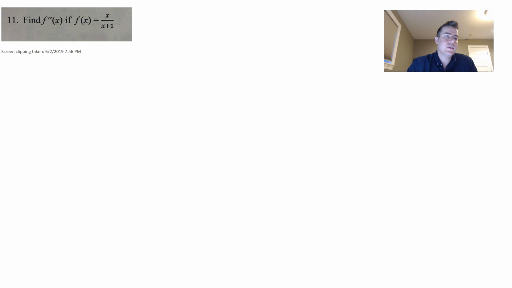Number 11. It says find the second derivative if f of x equals x over x plus 1. So this is going to be the quotient rule here. Maybe I should write out what the quotient rule says.